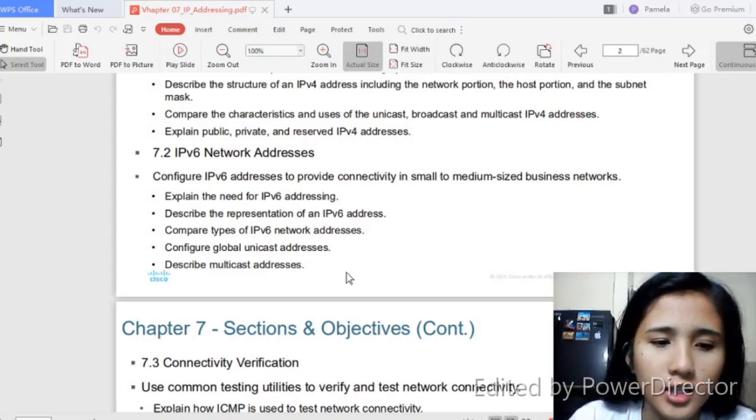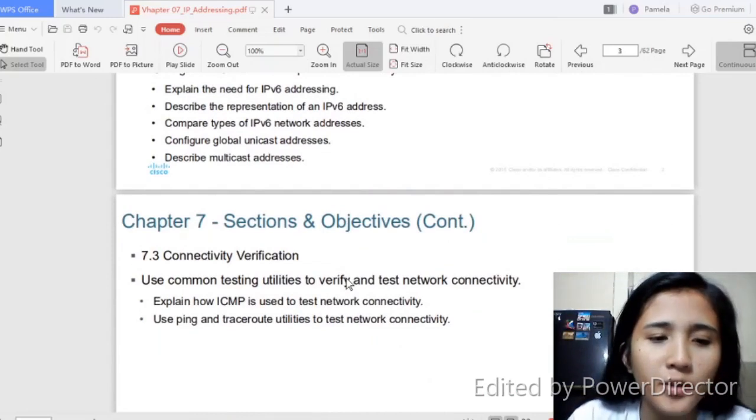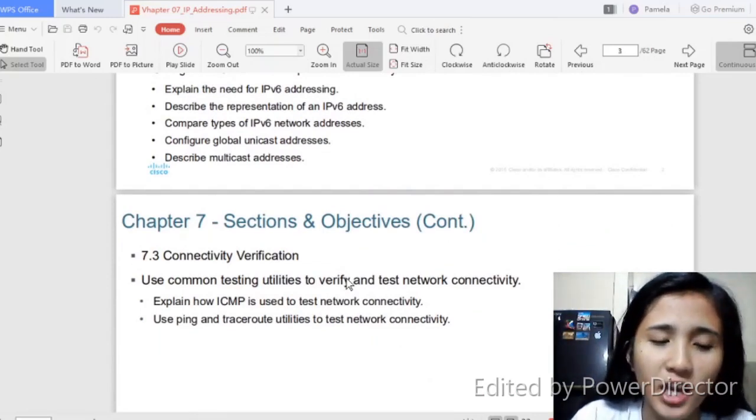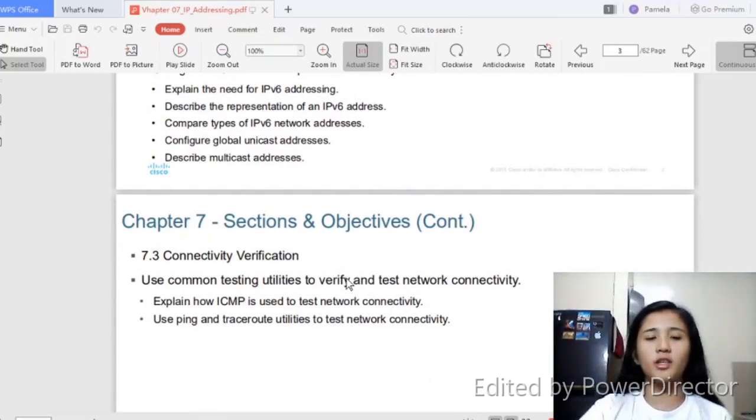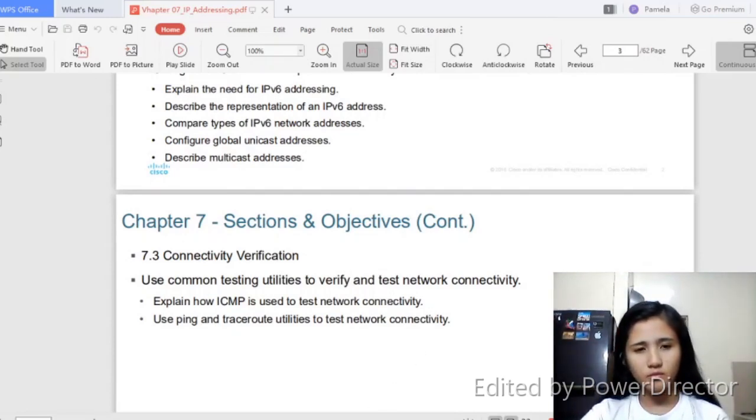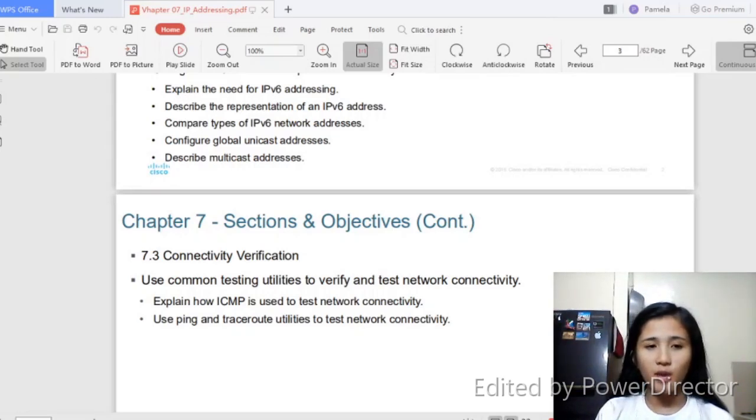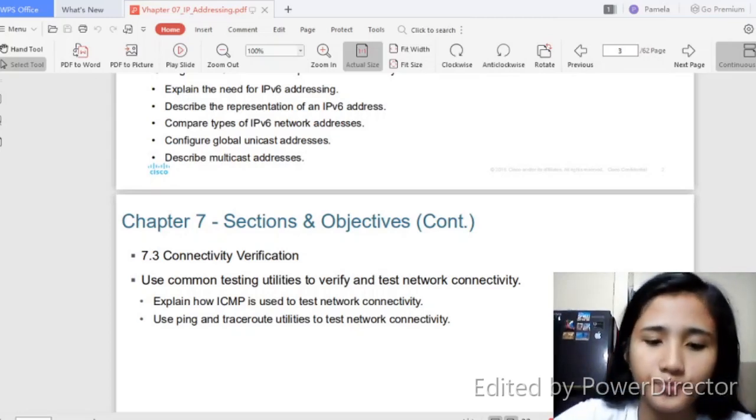So, the 7.3 connectivity verification: use common testing utilities to verify and test network connectivity. Explain how ICMP is used to test network connectivity. And lastly, use ping and traceroute utilities to test network connectivity.